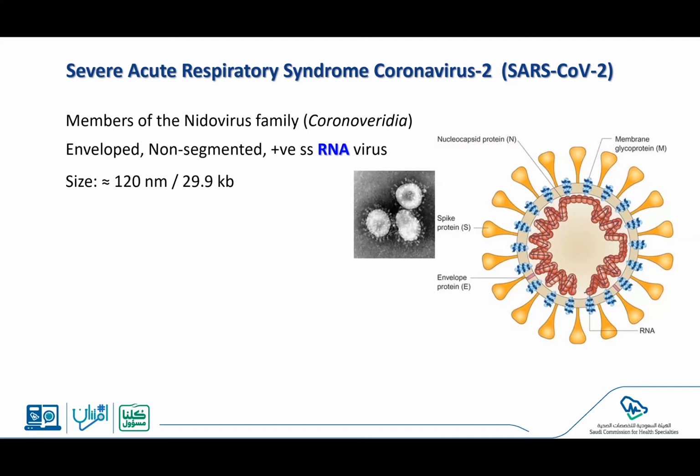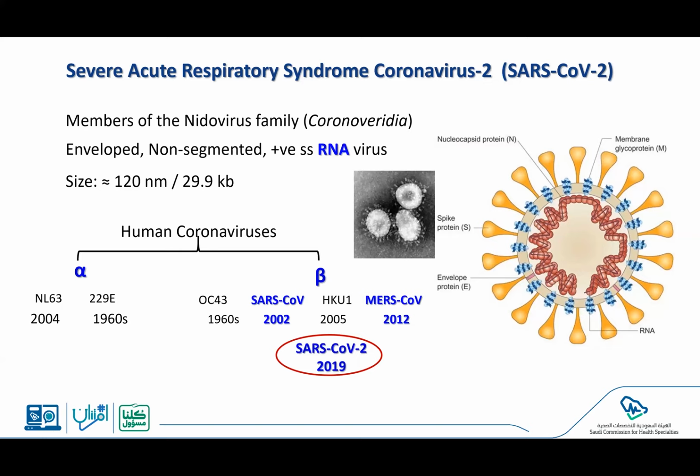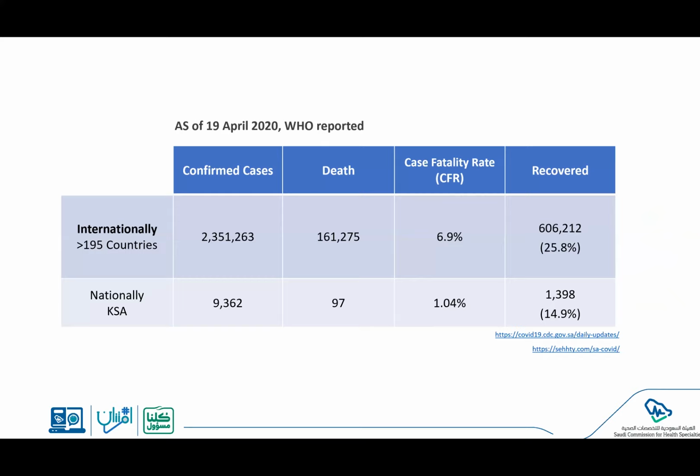This SARS coronavirus 2 is considered the seventh identified human coronavirus, belongs to the beta coronaviruses, and is the third human coronavirus associated with very severe disease. As of April 19 today, the number of cases all around the world is more than 2 million, and this virus has reached more than 195 countries, with a case fatality rate of about 7%. However, in the Kingdom of Saudi Arabia, the fatality rate is around 1%, with more than 9,000 cases.